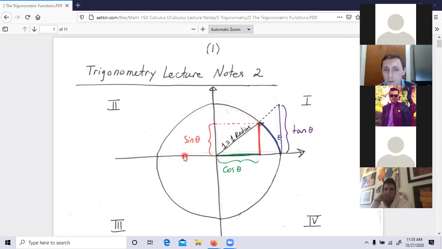What happens if I do the same, but I go into the second quadrant and I go back towards pi over 2? What's going to happen to tangent? If I'm in the second quadrant and I'm approaching pi over 2 from the right, in other words, I go like this, what will happen to tangent?